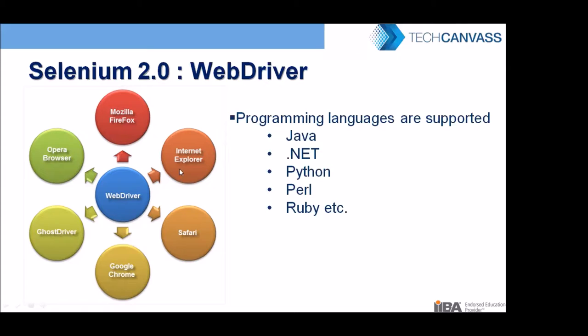As I said, Selenium web driver allows you to interact with the multiple browsers that are listed here, like Chrome, Opera, Firefox, IE, and it also has support for almost all of the famous object-oriented languages like Java, .NET, Ruby, Python, Perl. So you can use any language you are familiar with or good at coding in. So let's move forward.